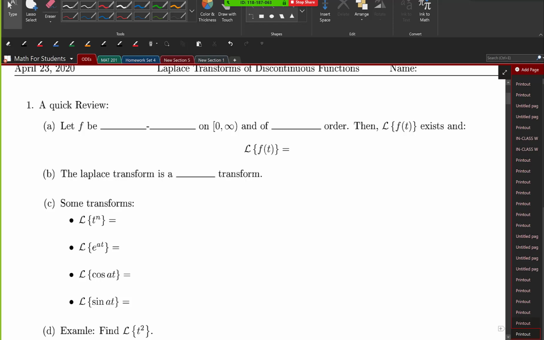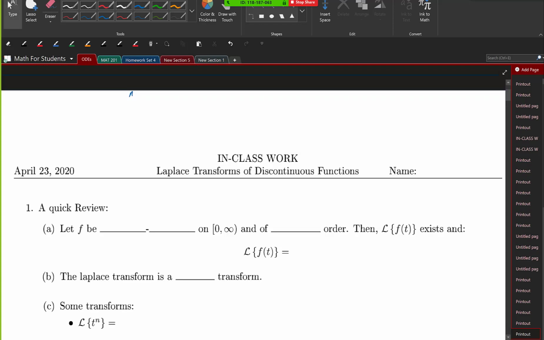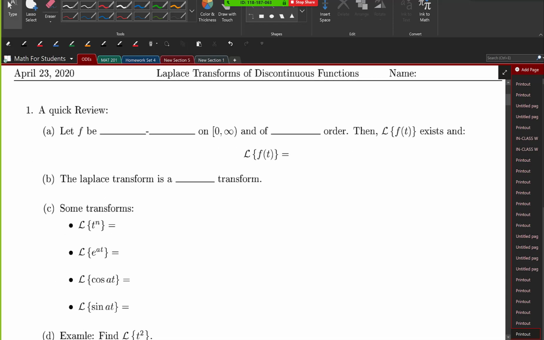So we're looking at this set of notes for today, the Laplace transforms of discontinuous functions. And what I'd like to do is start us out with first a review. So first of all, when can we define the Laplace transform, folks?